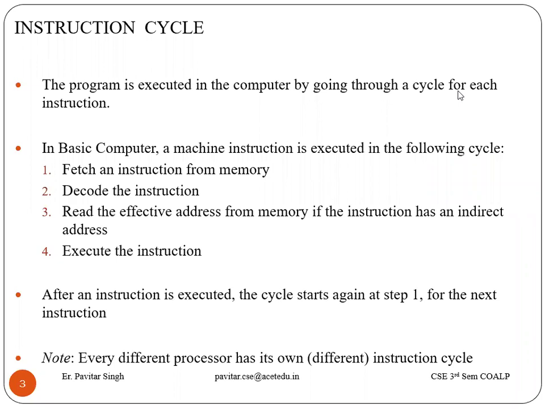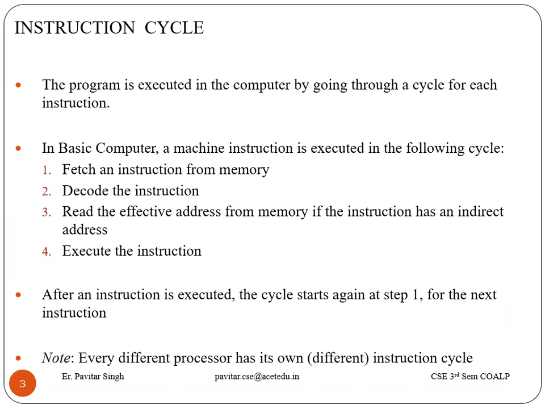First of all, what do you mean by instruction cycle? The program is executed in the computer by going through a cycle for each instruction. This is called the instruction cycle. This is the definition of instruction cycle, I'm repeating again: the program is executed in a computer by going through a cycle for each instruction. So in a basic computer, a machine instruction is executed in the following cycle.